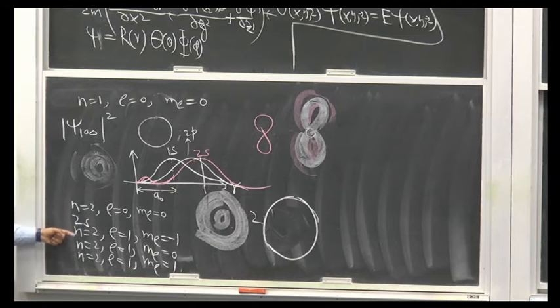So these four states are possible for n is equal to 2. For n is equal to 1, only one state is possible. But all these four states have the same energy. We call them degenerate states.